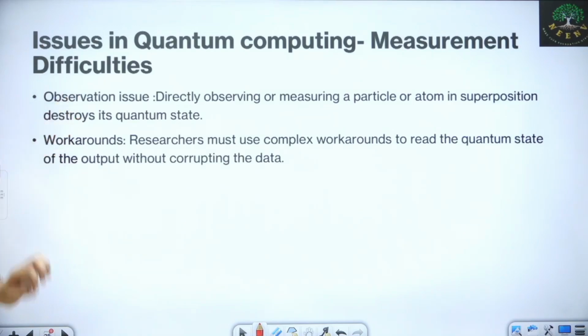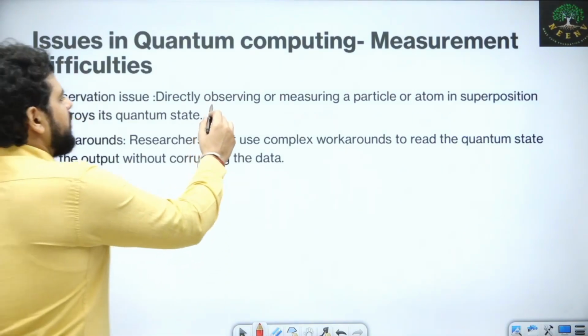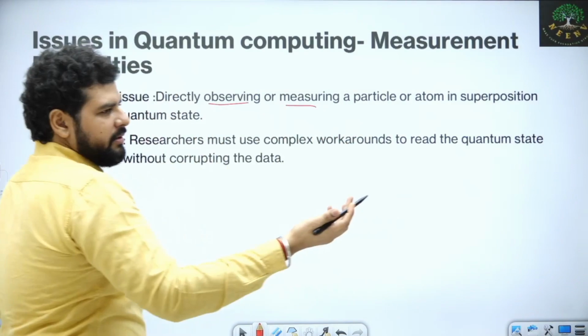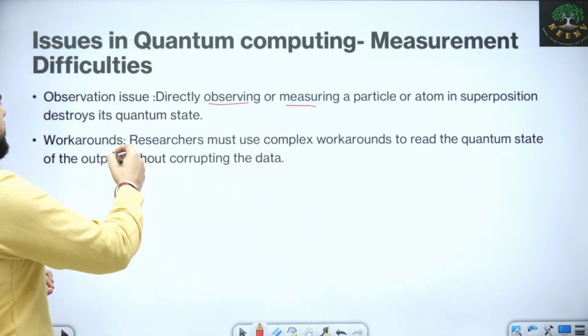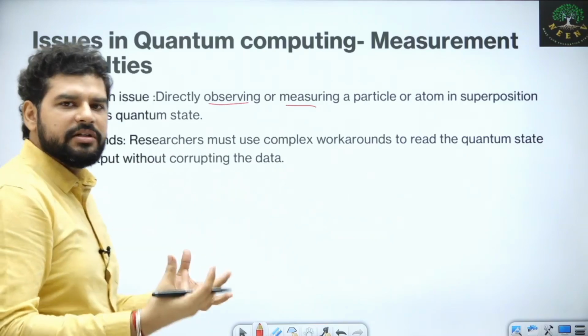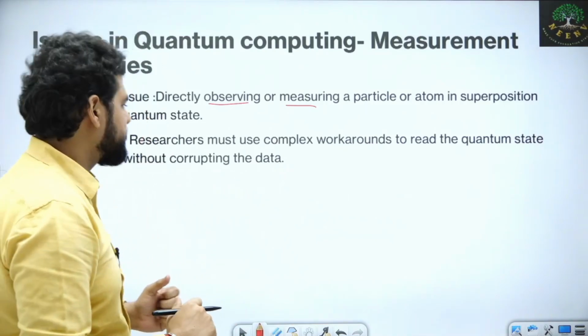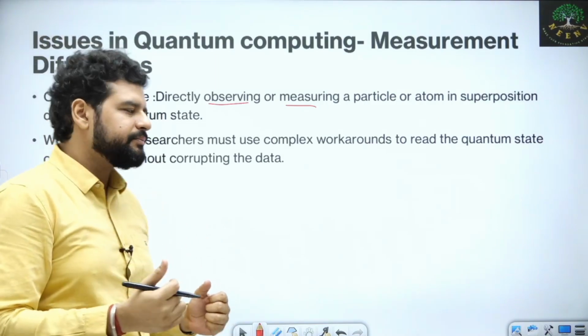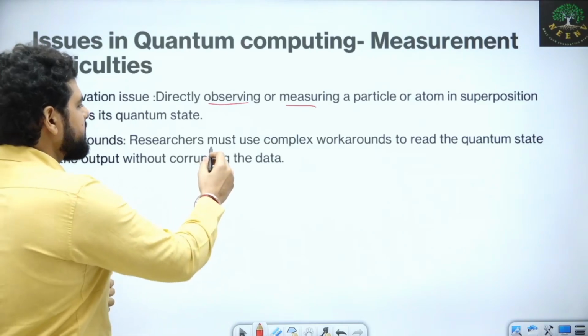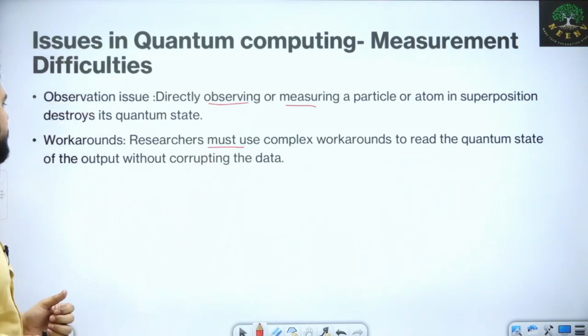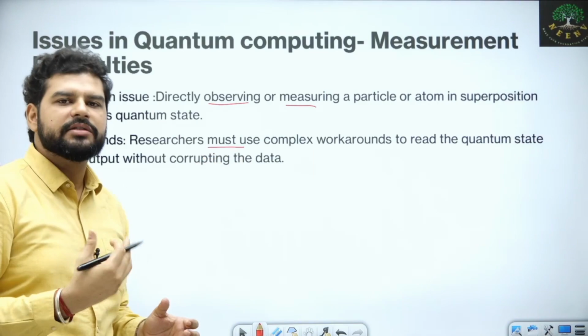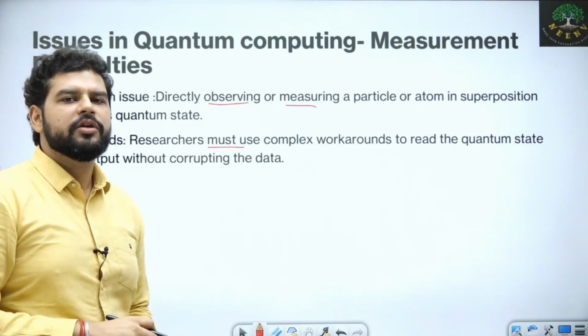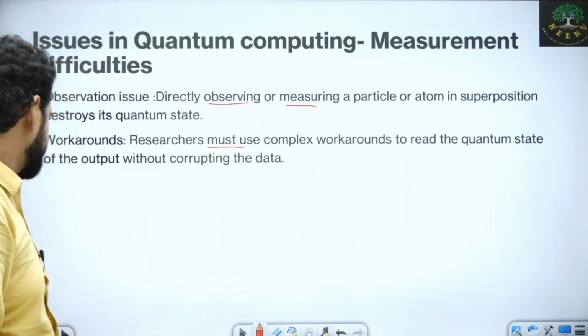Lastly, measurement difficulties. We cannot observe or measure a quantum particle, as you know, if it is in superposition state, because if you observe, then it is no more in a superposition state, and only in superposition state can you calculate something. But researchers must find a way to read the quantum state indirectly without disturbing it. Otherwise, you will not be able to calculate the output.